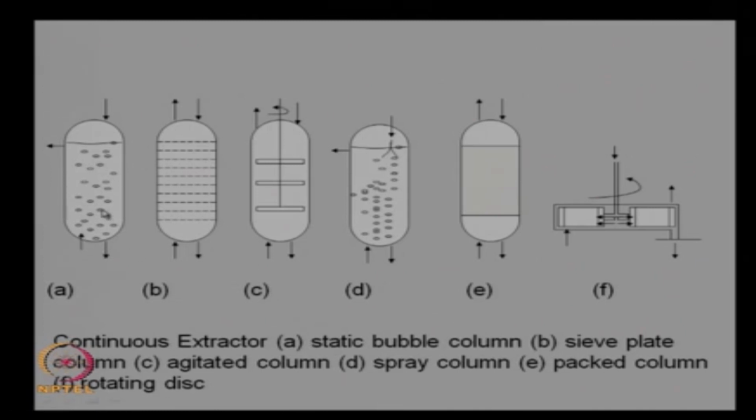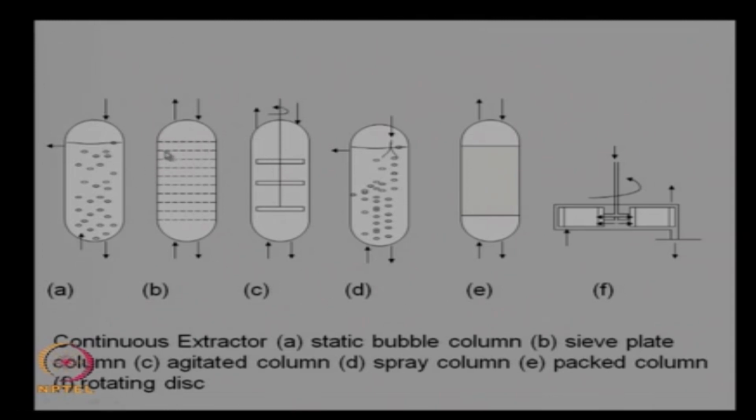So there is a mass transfer at the interface between the bubble and the bulk of the liquid, where the solute moves from one phase to the other phase. The mass transfer in such situations is a bit low. The next design is called the sieve plate column.